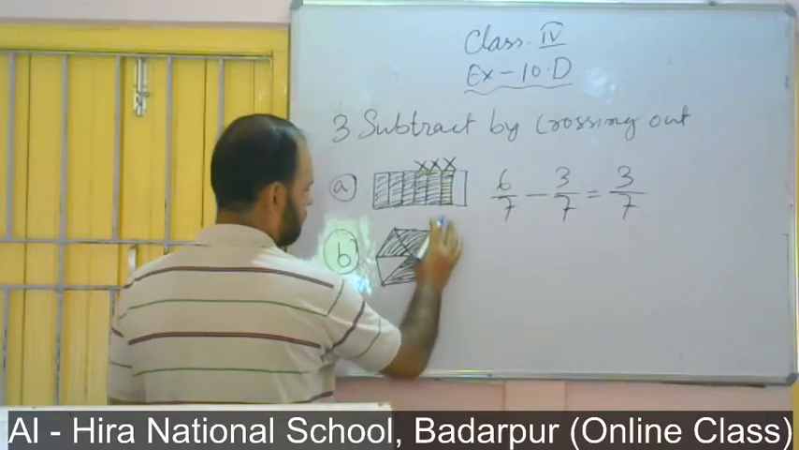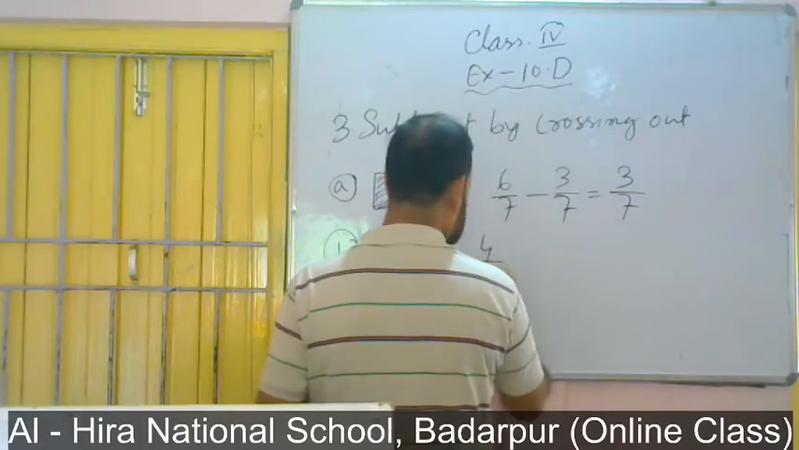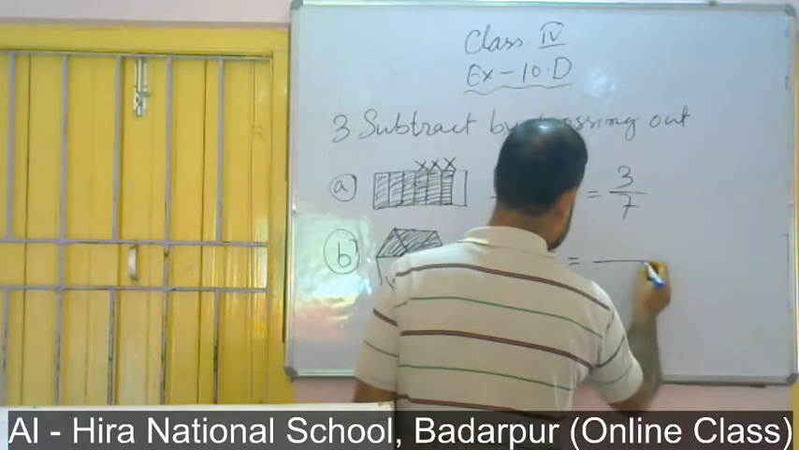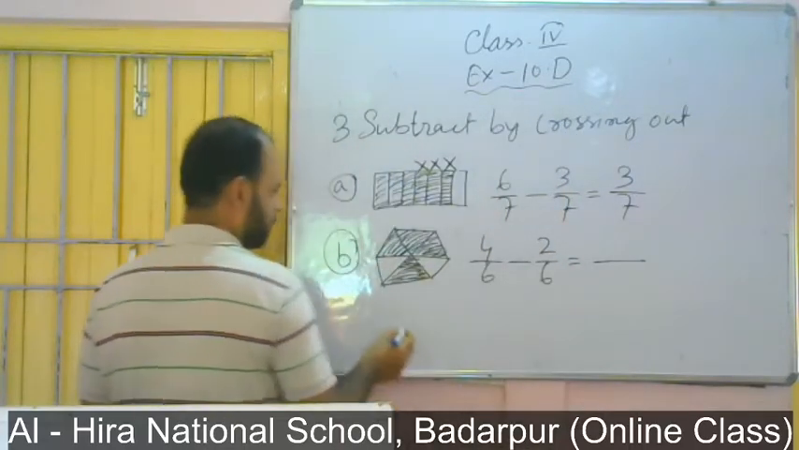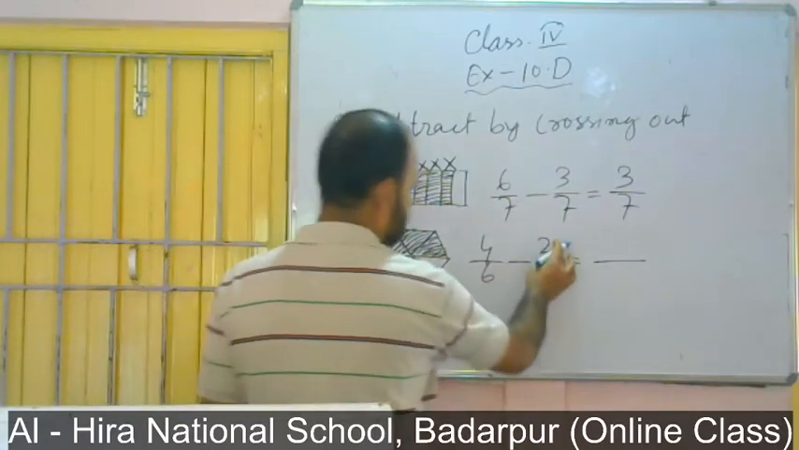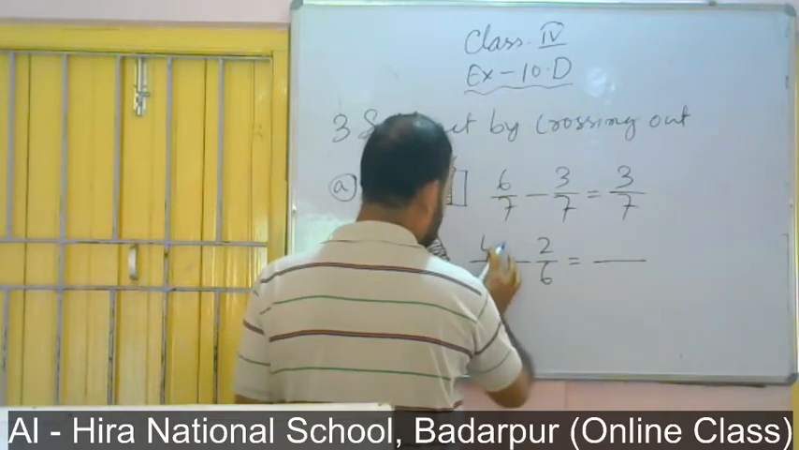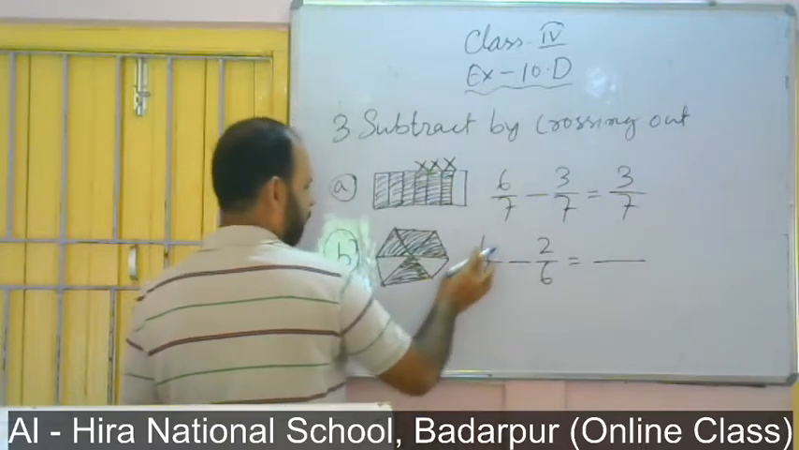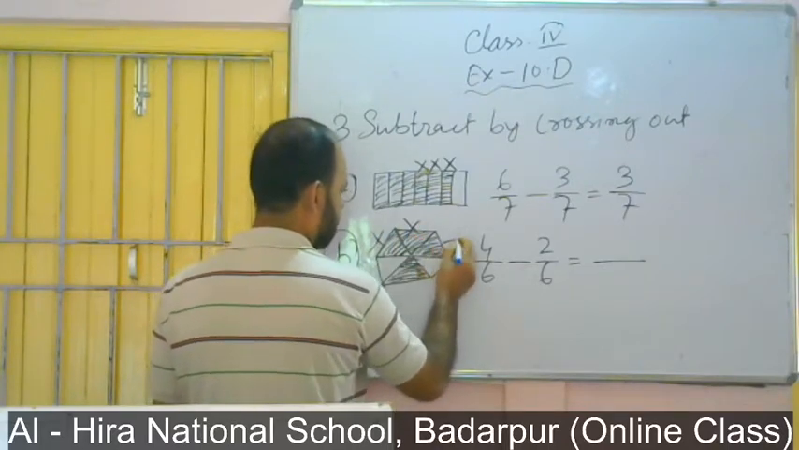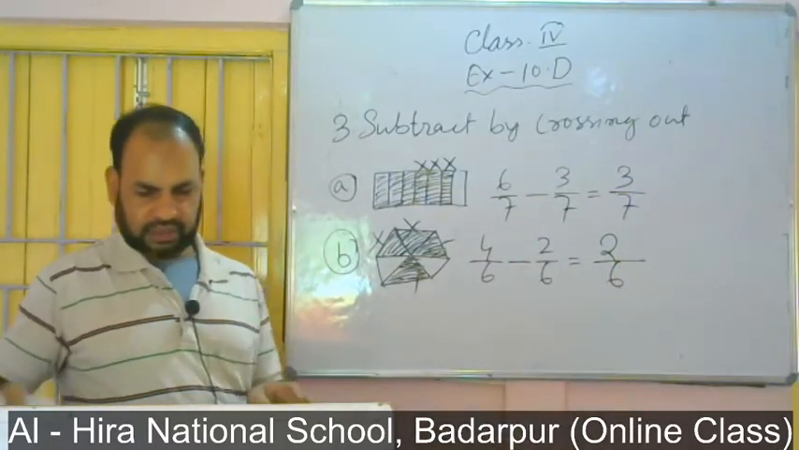Now the fraction is 4 by 6 minus 2 by 6 equal to dash. So here we get 4 parts are colored. If we cross 2 parts, 2 by 6 means out of 6 parts, 2 parts, and 4 by 6 means out of 6 parts, 4 parts. So here if we cross 2 parts, 1, 2, here remain 1, 2. So answer is 2 by 6.